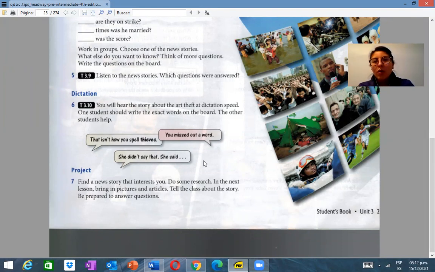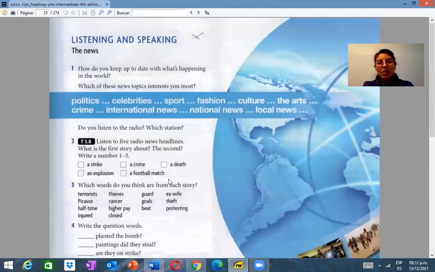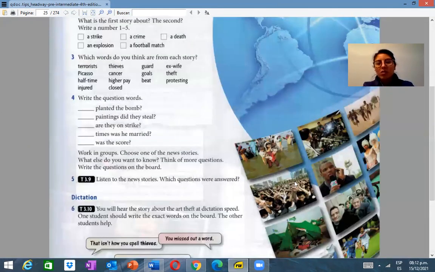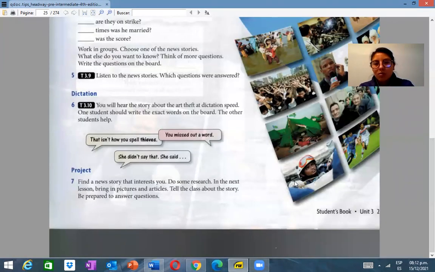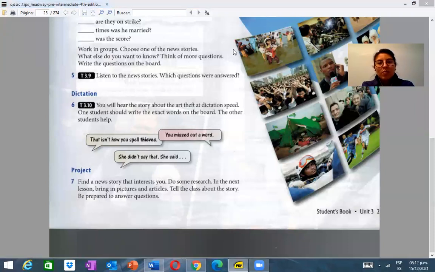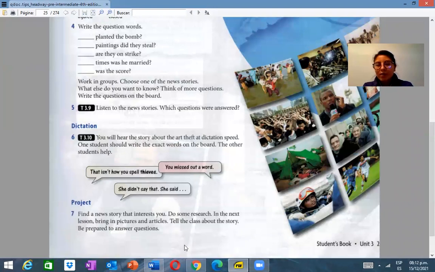Now, students, you have a homework, please. That's why here, can you see? You have the title, project, right? Exercise 7. Find a news story that interests you. Some news like this. Here we have 5 examples of news. You can maybe search your favorite news, depending on you, maybe a funny news or something. Now, what you have to do is some research in the text, a lesson, bring in pictures and articles, tell the class about a story. Be prepared to answer questions.